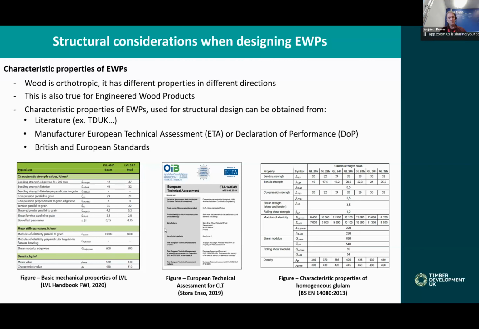And last but not least, a source of information on characteristic properties of engineered wood products is the British or European standards. As an example, on the bottom right you have characteristic properties of glue-laminated timber, the homogeneous version. Again, keep an eye on the direction of the applied load. If you look at the symbols, you will always find a number, 90 or 0. 90 stands for perpendicular to the grain and 0 stands for parallel to the grain. This is important to remember when designing, and then you see which direction your load is applied.